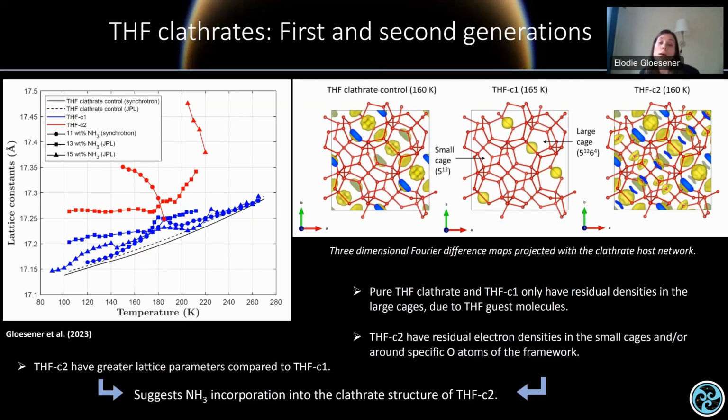But when you look at the THFC2 here at 160 Kelvin, you can see that you have residual electron densities in the large cages, but also in the small cages, and around specific oxygen atoms of the water molecule network. These results, in addition to the fact that THFC2 has a greater lattice parameter compared to THFC1, suggest potential ammonia incorporation into the clathrate structure of the second generation of THF clathrates.